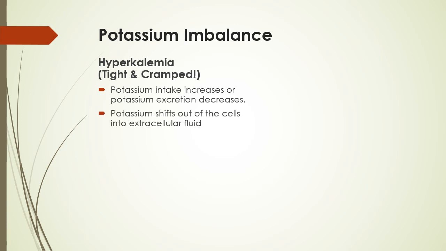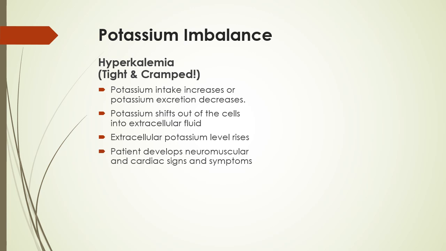Or you could have potassium shifting out of the cells into the extracellular fluid, from intracellular to extracellular. When that happens, extracellular potassium level rises. The patient develops neuromuscular and cardiac signs and symptoms. Look for those heart irregularities. Just like they could end up with leg cramps, they could end up with heart cramps. Heart is starting to not beat correctly.